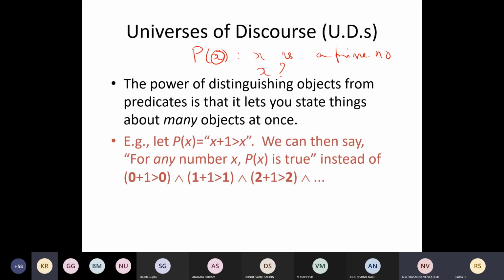See, let P of x denote, that is a particular predicate sentence. It denotes x plus 1 greater than x. So x plus 1 greater than x. For what values of x is this true? For all? See, this statement is true, right? For what values of x is this statement true, I am asking.